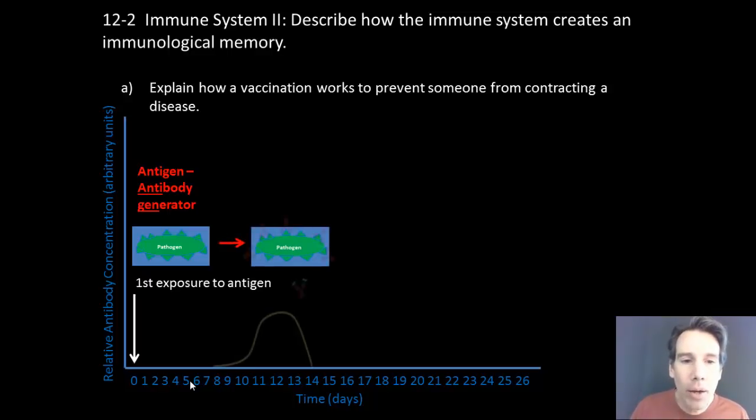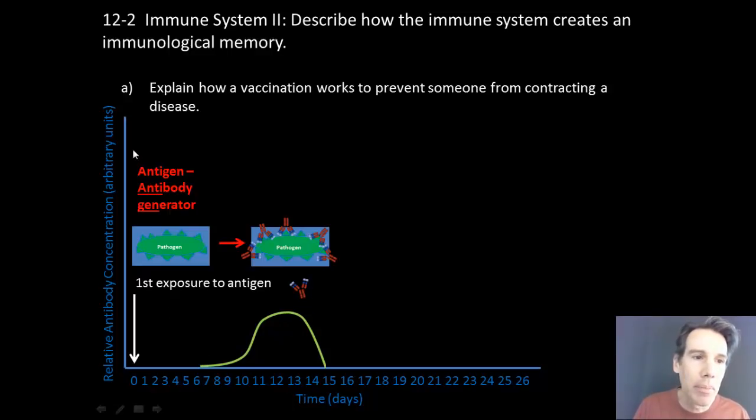So after a while, your B cells hopefully do get activated, and you're going to start to generate those antibodies from those B cells. And that's what's being depicted here. So this is the amount of antibodies that are being made in the person's blood.